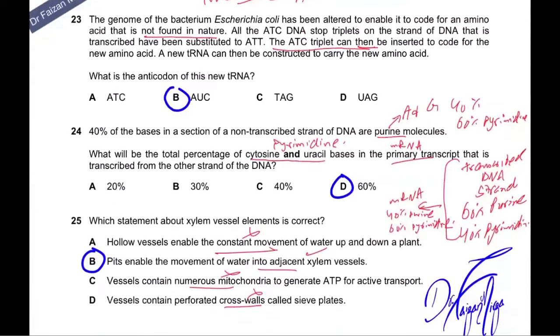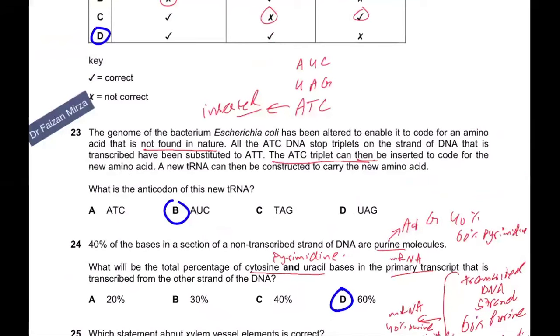23. The genome of a bacteria, Escherichia coli, has been altered to enable it to code for an amino acid that is not found in nature. All the ATC DNA stop triplets on the DNA strand that is transcribed have been substituted to ATT. The ATC triplet can then be inserted to code for a new amino acid, so it is inserted back. So this is what we insert. A new tRNA can be constructed to carry out amino acid synthesis. So what is the anticodon of the new tRNA?